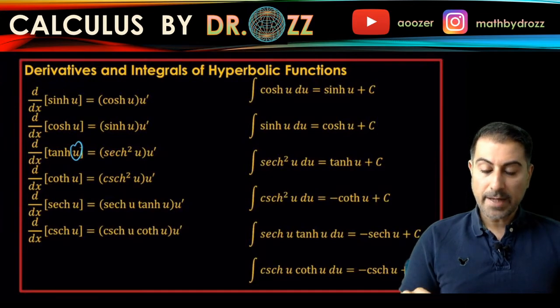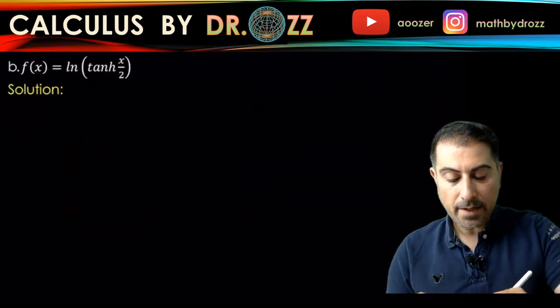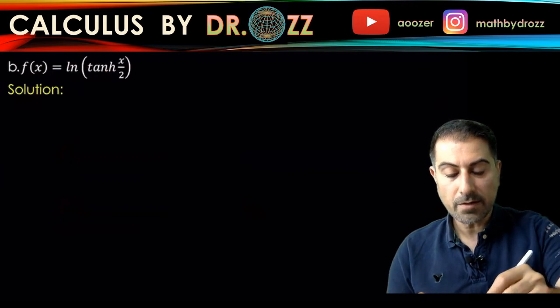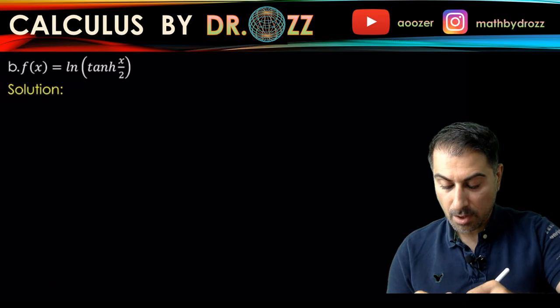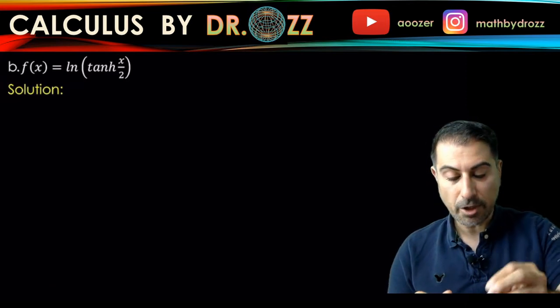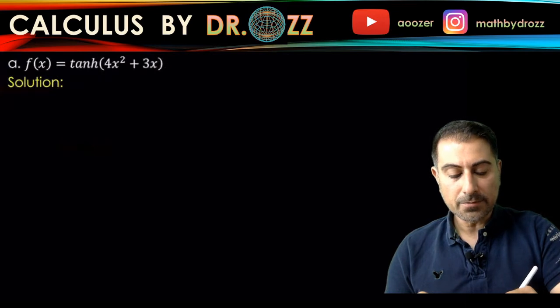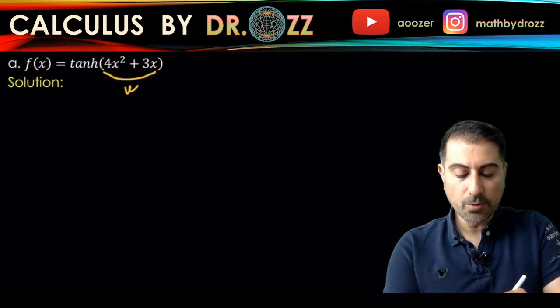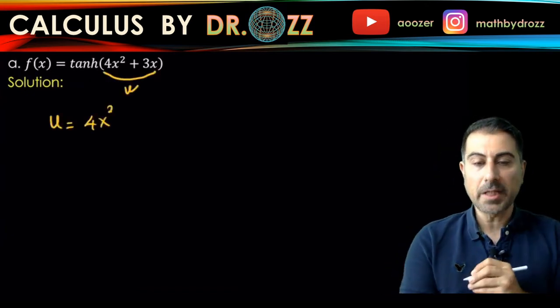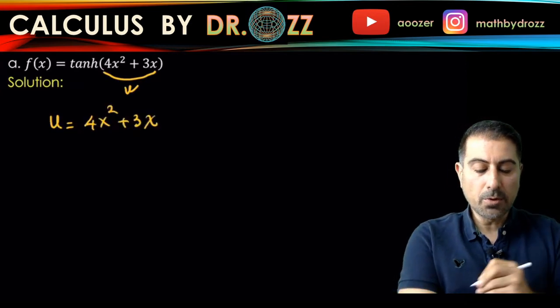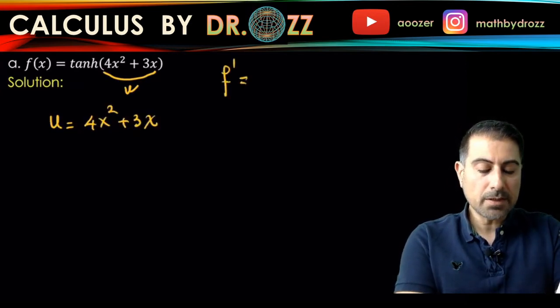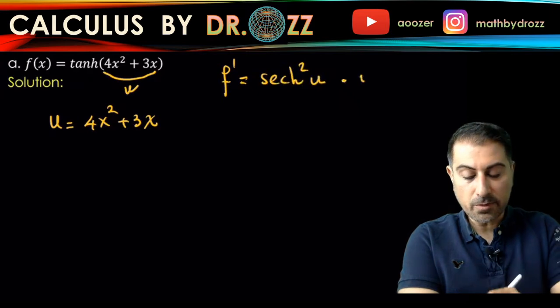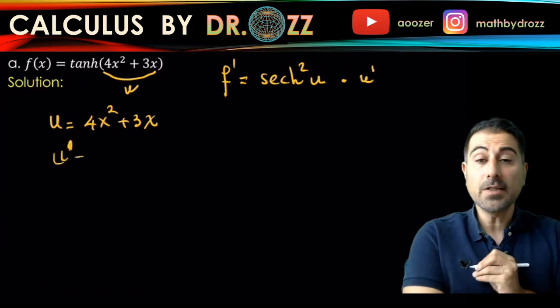Okay, so let's go back to this example. We are still in part A, right? Here we go, tanh of u. Let me call this function u, so u is equal to 4x squared plus 3x. I'm going to use the formula here. So f prime is equal to sech squared u times u prime. Let's write that carefully. And u prime here is 8x plus 3.